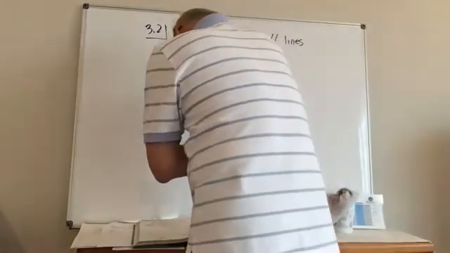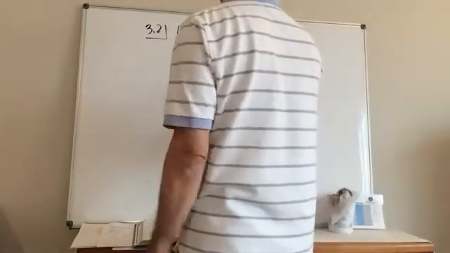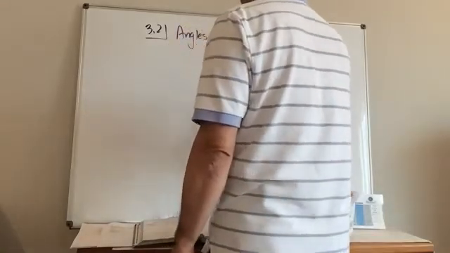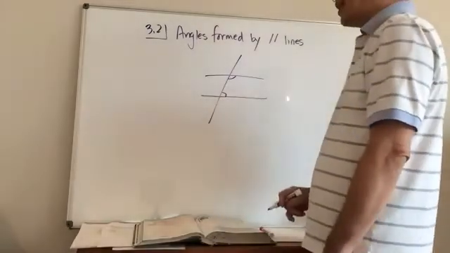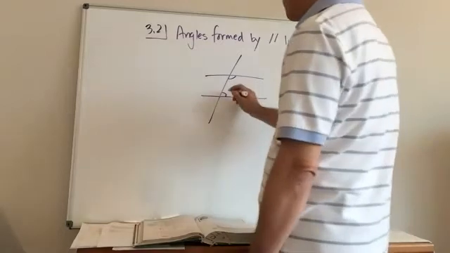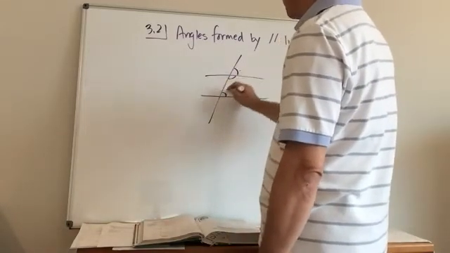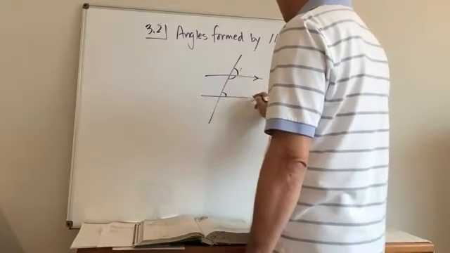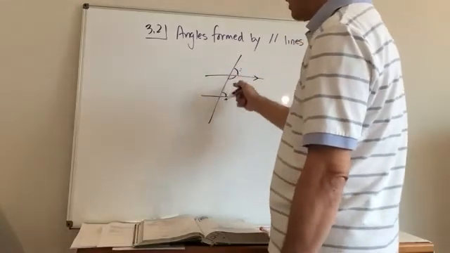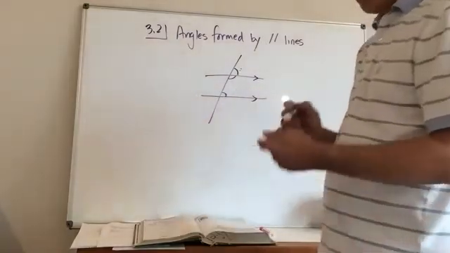Then 3.2.4 says the same side interior angles are going to be supplementary, right? In other words, this guy plus this guy is 180, right? And how would you prove that? You'd prove it by saying that this guy and this guy here are congruent because they are corresponding angles. And this guy plus this guy, since this is a line, has to be 180. Therefore, these two angles are going to be supplementary. Okay?